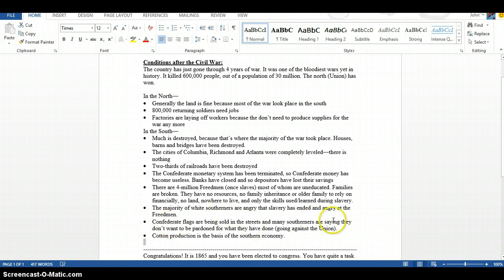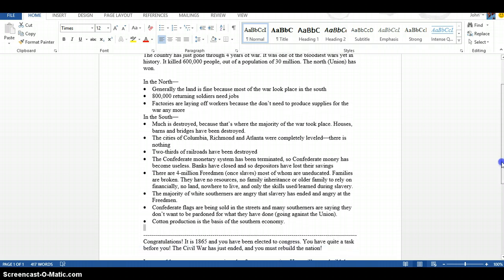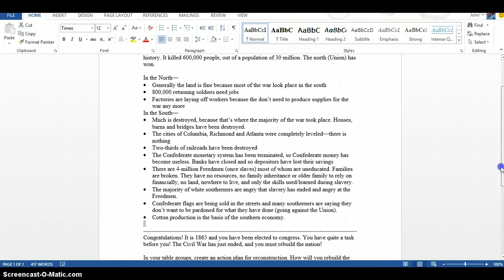Confederate flags are being sold in the streets, and many Southerners are saying they don't want to be pardoned for what they have done, for going against the Union. They're happy with their Southern pride. They're not looking for an opportunity to become an American citizen again. And that'll be something we'll talk about. But we have to figure out what we're going to do with these guys. The big thing now, though, is that cotton production is the basis of the Southern economy. Cotton and tobacco become very big cash crops during the time period.